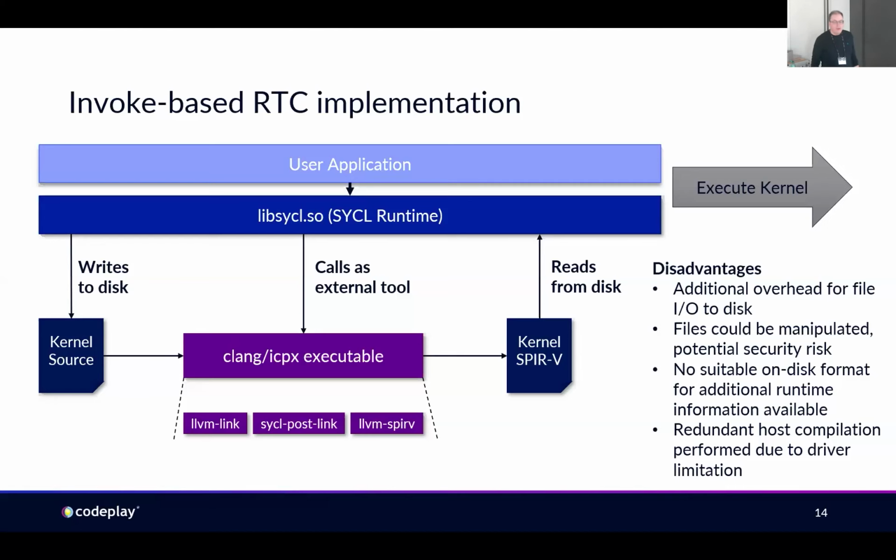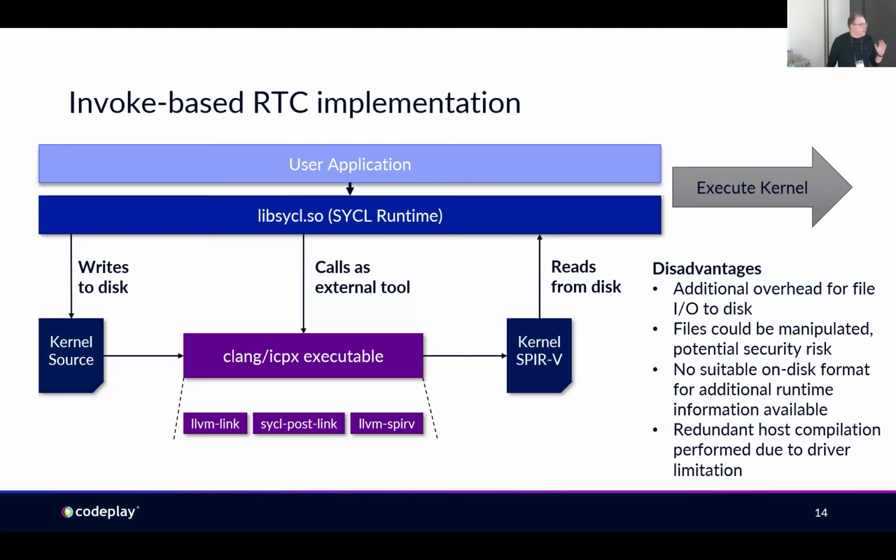So there was no suitable on-disk format to get the additional runtime information about SYCL kernels on disk and then back into the runtime, which meant that kernels compiled like this would be like interop kernels, but not feel like real SYCL kernels, meaning things like argument elimination wouldn't work, or properties like required workgroup size would also not be passed back to the runtime.